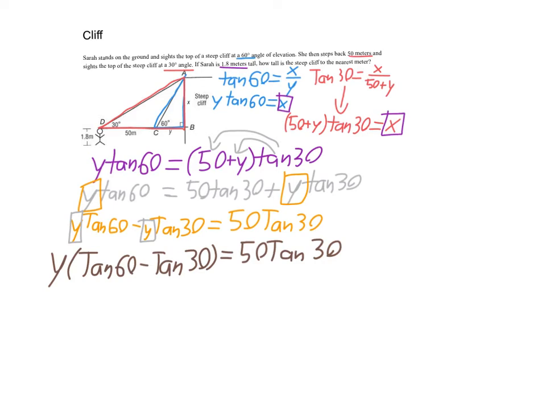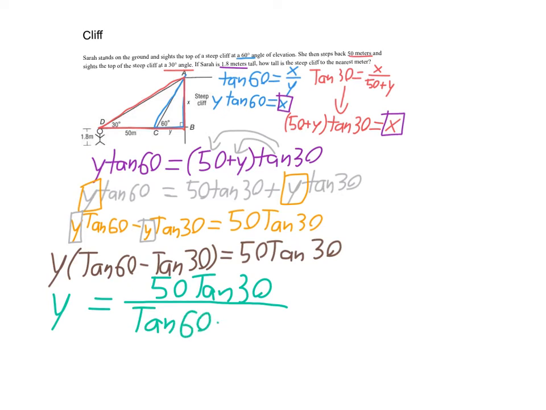Let's see, a color I haven't used yet. Has to be green. Y is equal to 50 tangent of 30 divided by tangent of 60 minus tangent of 30, which will approximate to about 25. So y equals 25.